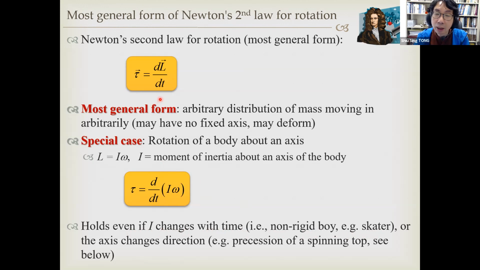And even in this case, you may have the axis of rotation changing with time. That also holds, but I will not talk about this case. For the case of a spinning top, the axis of the top will precess in time. That allows the spinning axis to also change with time. But I will not talk about that very general situation.